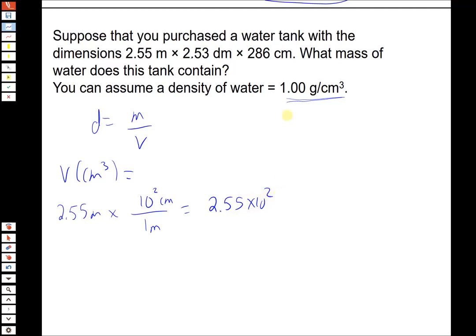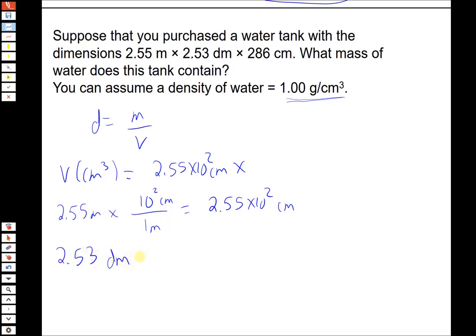So centi means 100. So 100 centimeters in 1 meter means 10 to the minus 2 technically, but we'll write it in this way. So for the volume, we're going to have 2.55 times 10 to the 2 centimeters for the first number in the correct units. So when we multiply numbers together, they don't always have to be in the same unit, but if we're trying to get a volume in centimeters cubed, then all three need to be in centimeters for that to work. For the second dimension, 2.53 decimeters. Decimeters is not a particularly common unit, but it comes up a little bit in chemistry.